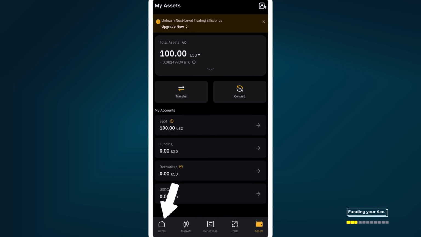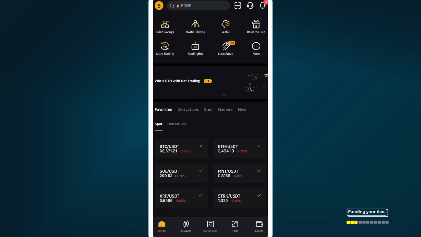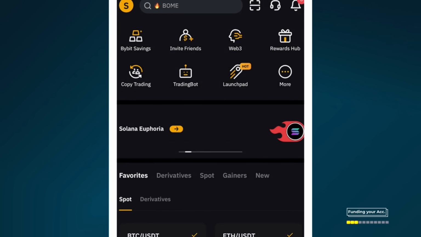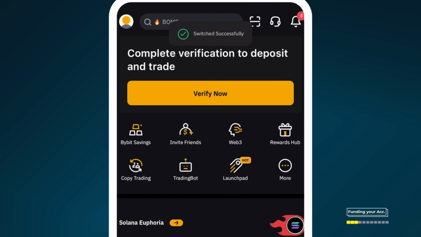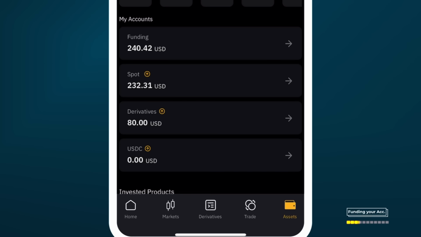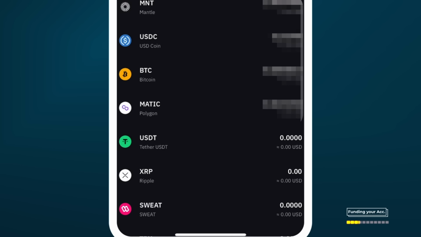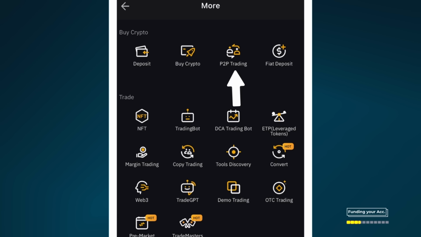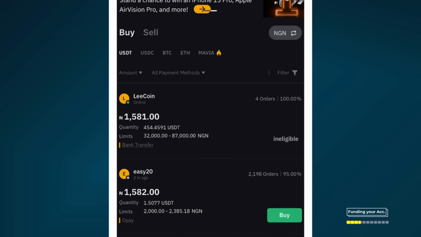You simply go to home, then I'm going to use P2P because we use P2P in Nigeria. So I'm going to click on more here, then P2P trading, but I'm using a sub account. It doesn't support P2P trading. I have to go back to my other main account to be able to carry out this trade. All right, so I am on that one now. If I go back to my assets here, you will see that in my funding account, I have 0 USDT. So I'm going to go back, click on home, click on more, click on P2P.